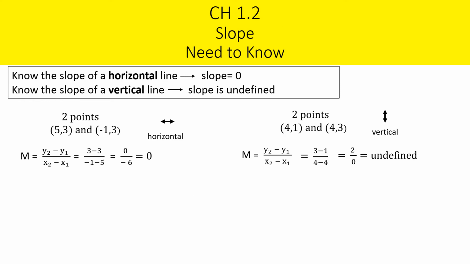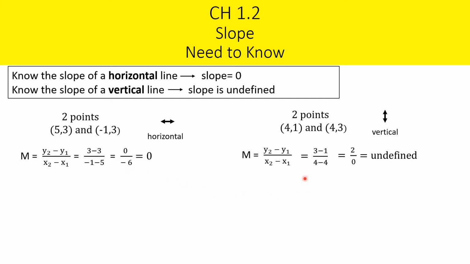You need to know that the slope of a horizontal line is 0, and the slope of a vertical line is undefined. Now either you have to memorize this, or try to understand how this occurs to remember it. If you have a horizontal line, 2 points on it, the y values will be the same. Since we're looking at the slope, it's the change of y over x. The y's are the same, so it's the numerator that's going to come out to be 0. 0 over another number is okay.